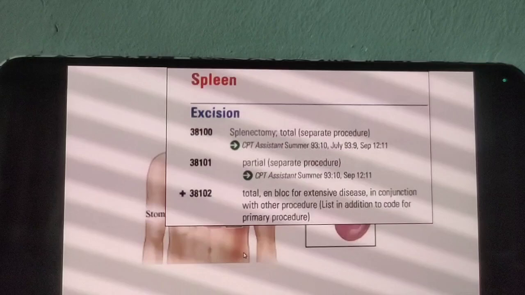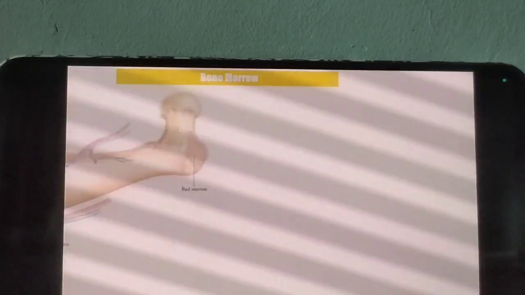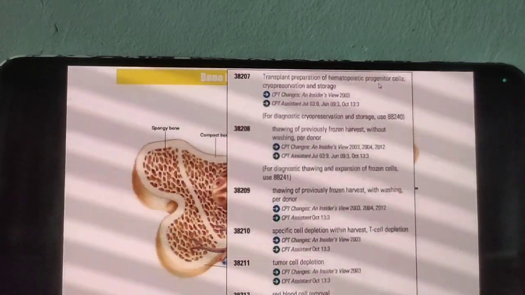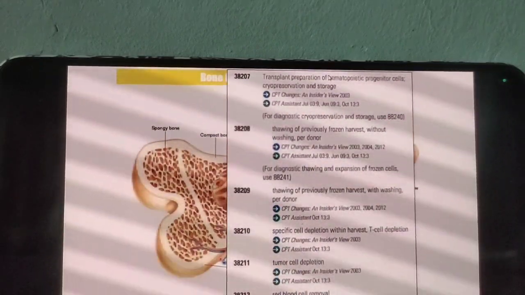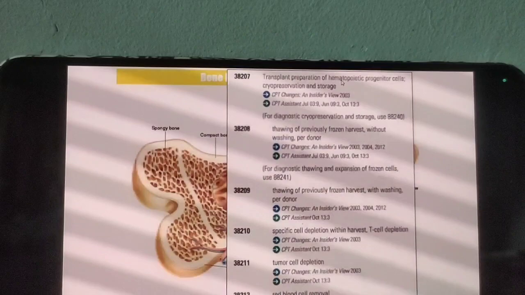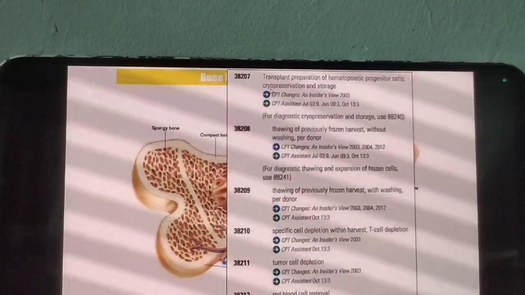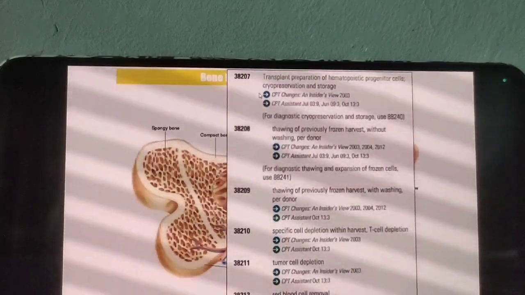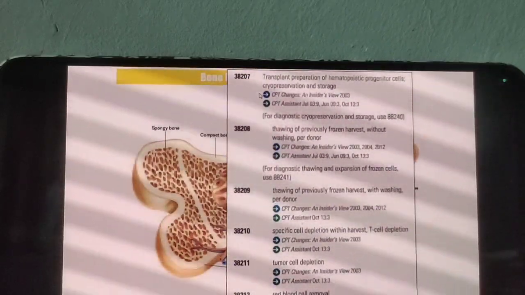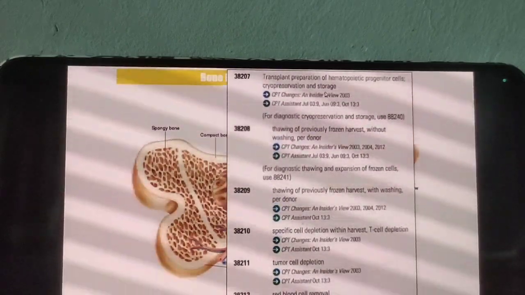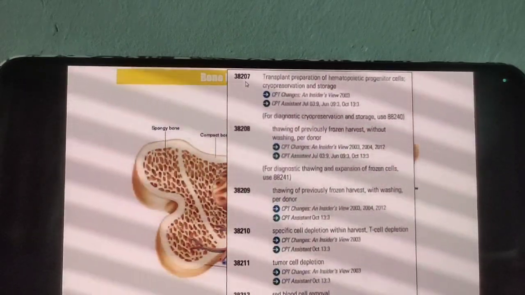Yes, ma'am. Then bone marrow. So hematopoietic progenitor cell is nothing but bone marrow cell. So transplantation of bone marrow cell, and the doctor freezes the cell and stores it. Cryo means cold preservation. Doctor harvests the cell and freezes it, and storage means go for 207.